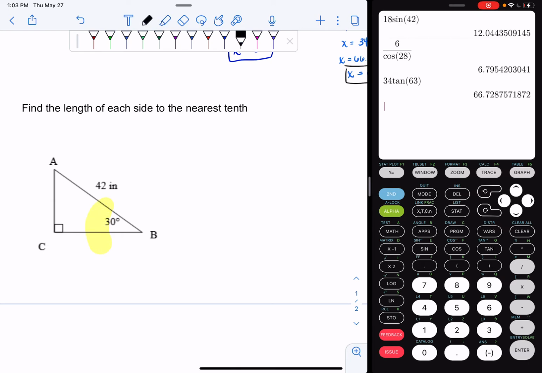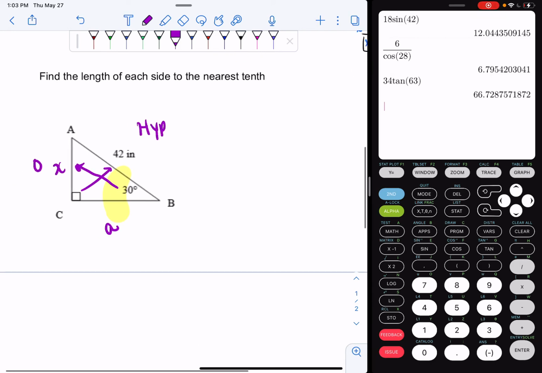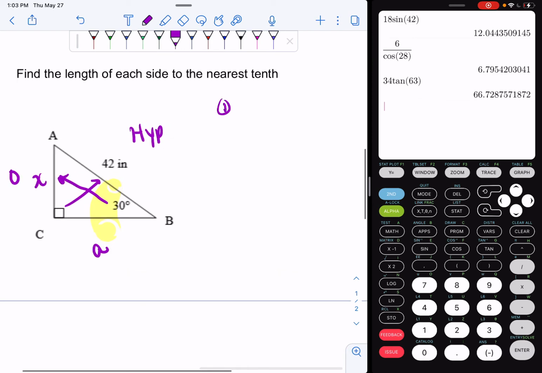Now we're going to label our sides. So 42 is my hypotenuse. This is my opposite. And this is my adjacent. What I'm going to do is I actually want to solve for my opposite first. It doesn't really matter. I don't know what my opposite is, so I'm going to put an x there. So step 1, find opposite.